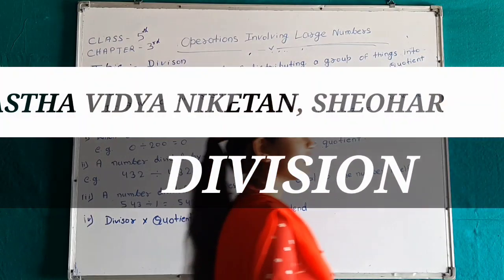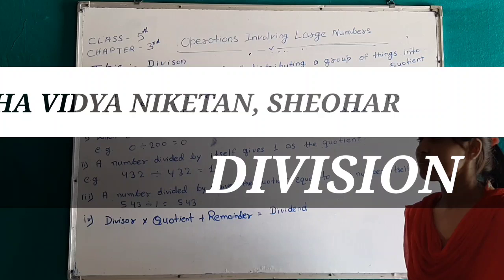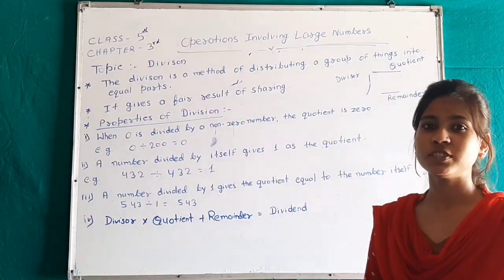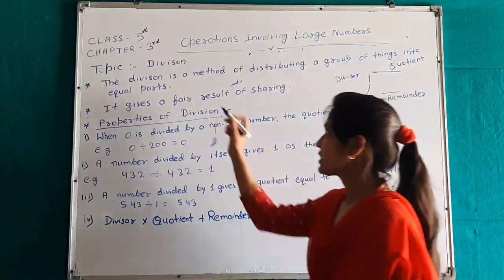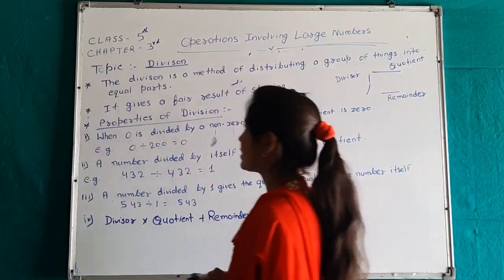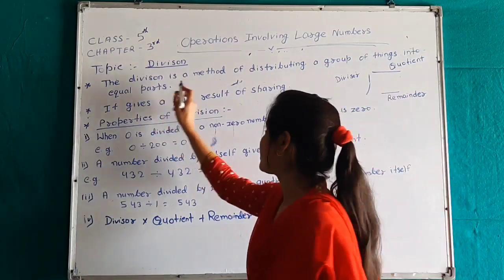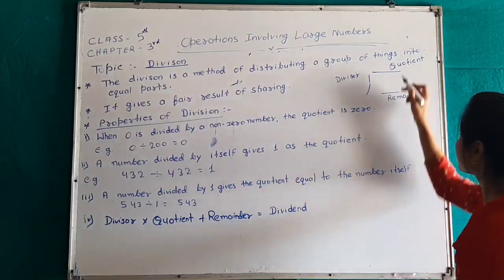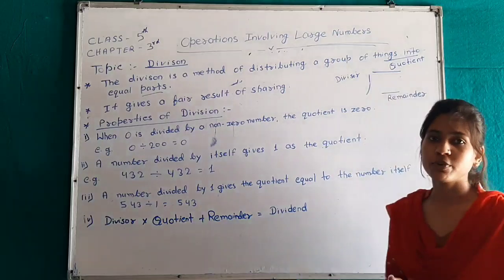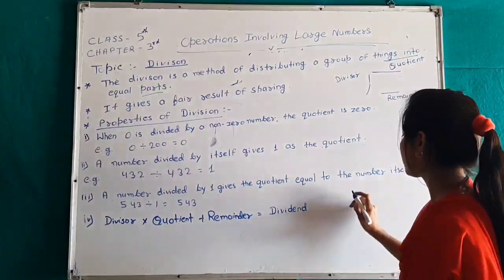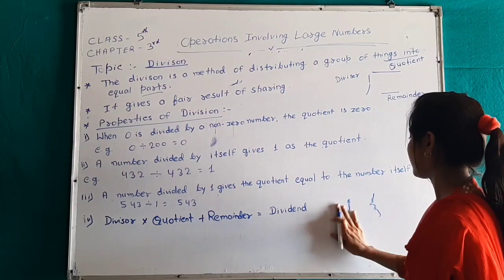Good morning children, and our next topic is division. In previous class you did about addition, subtraction and multiplication, and this is the last mathematical operation called division. The division is a method of distributing a group of things into equal parts. With the help of division we can distribute things into equal parts.